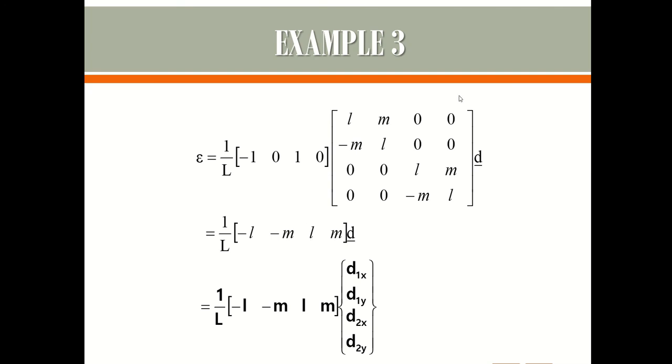The last one is column 4. Minus 1 times 0, 0, 0 times 0 is 0, 1 times m is m, and 0 times 1 is 0, so only m. Okay, I repeat for the first column, this one. Minus 1 times L, so we get minus L. Okay, and 0 times minus M is 0, 1 times 0 is 0, 0 times 0 is 0. So for this one and this one, we get only minus L. Okay, so we get this one.